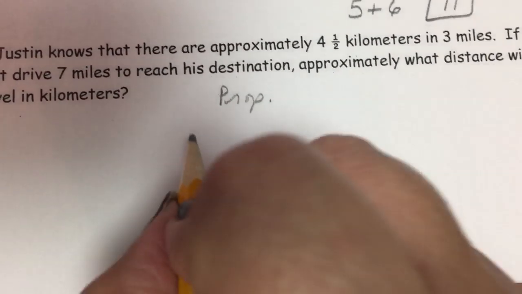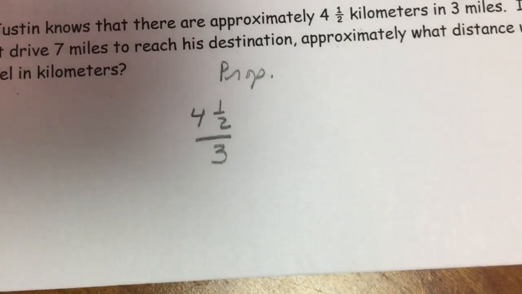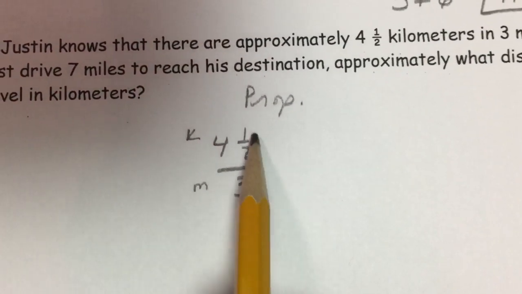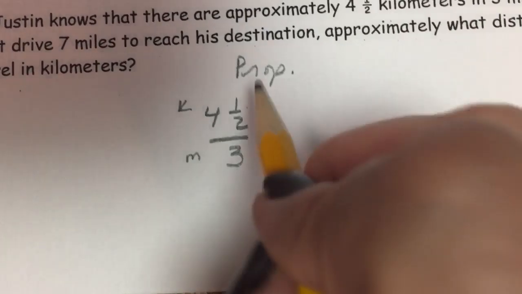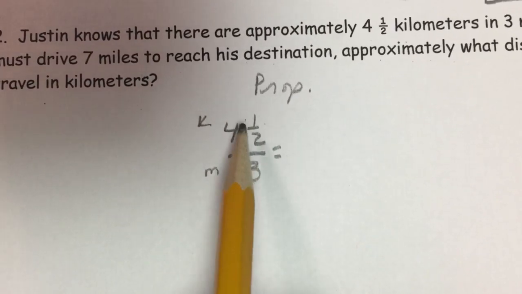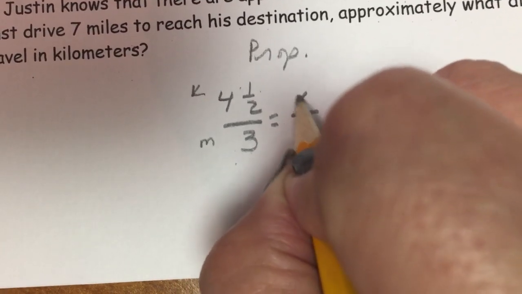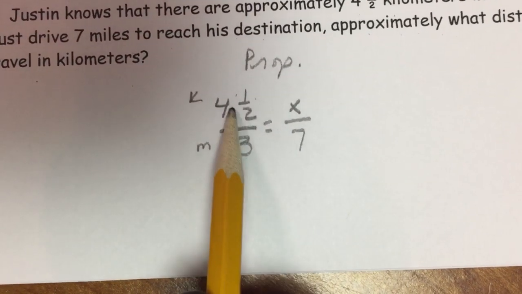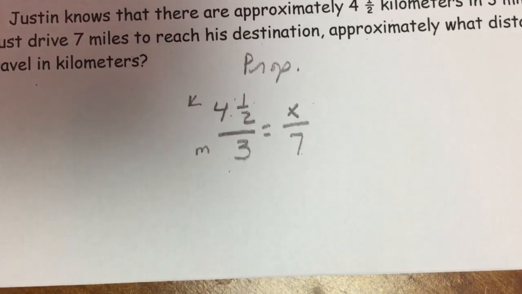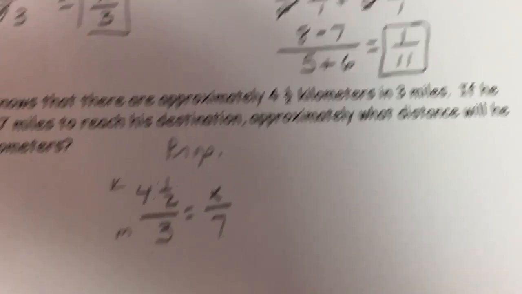So what's my first proportion? It would be 4.5 is to 3, because this is kilometers and this is miles. So 4.5 kilometers goes with 3 miles is equal to, now it says he must drive 7 miles. So is that going to go on the top or the bottom? That's going to go on the bottom. And then on the top is going to be our x. So kilometers to miles equals kilometers to miles. And we're looking for the number of kilometers. So we've done these problems before. The only difference is now you're going to have a fraction to deal with.